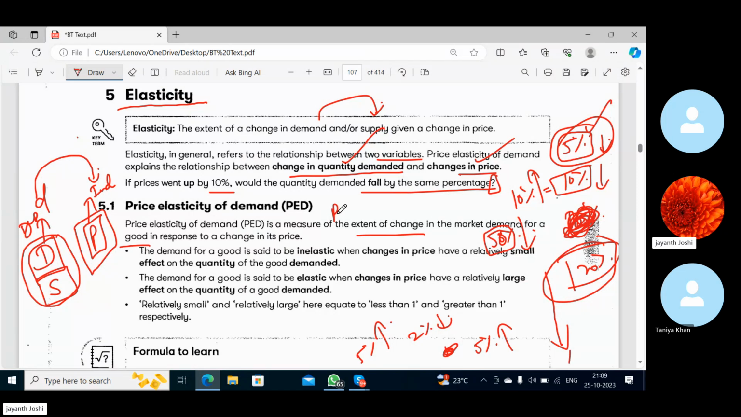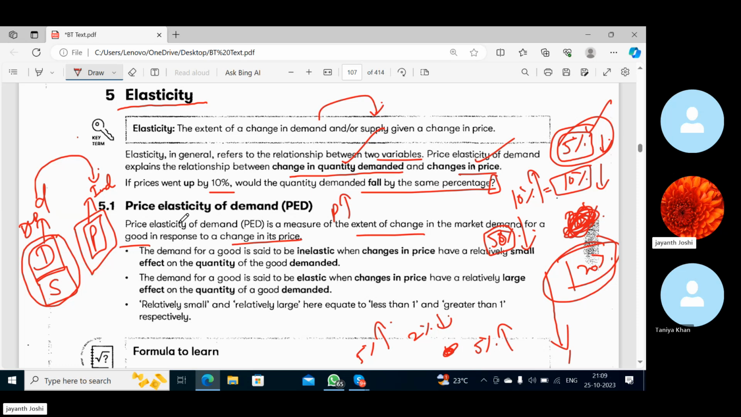If the price is increasing by a certain percentage, to what extent will the demand fall? Very highly, or very low? There will be a very low fall in demand. That is what you're going to see. So price elasticity of demand is a measure of the extent of change in market demand for a good in response to a change in price.